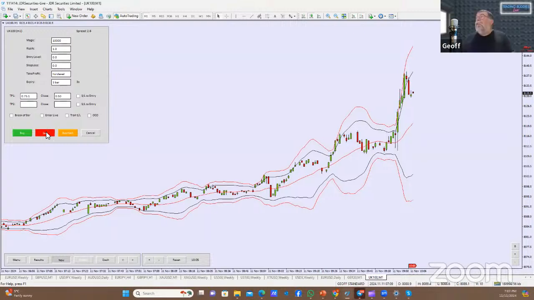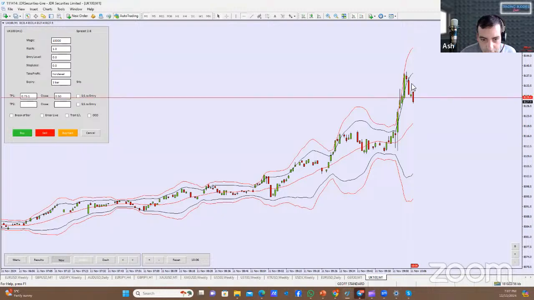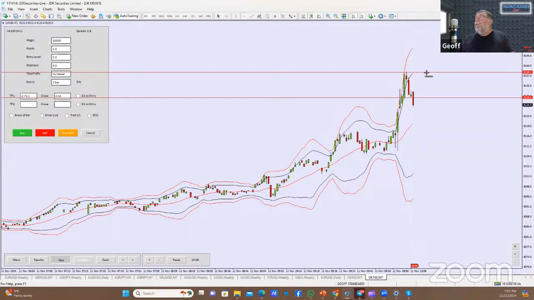Okay. So our entry, why haven't we sold? Why haven't we sold? I pressed the button. It didn't do it. Don't worry, mate. It's still a decent exercise just to see where it would have been. There's the entry. There's the stop loss. And TP1.